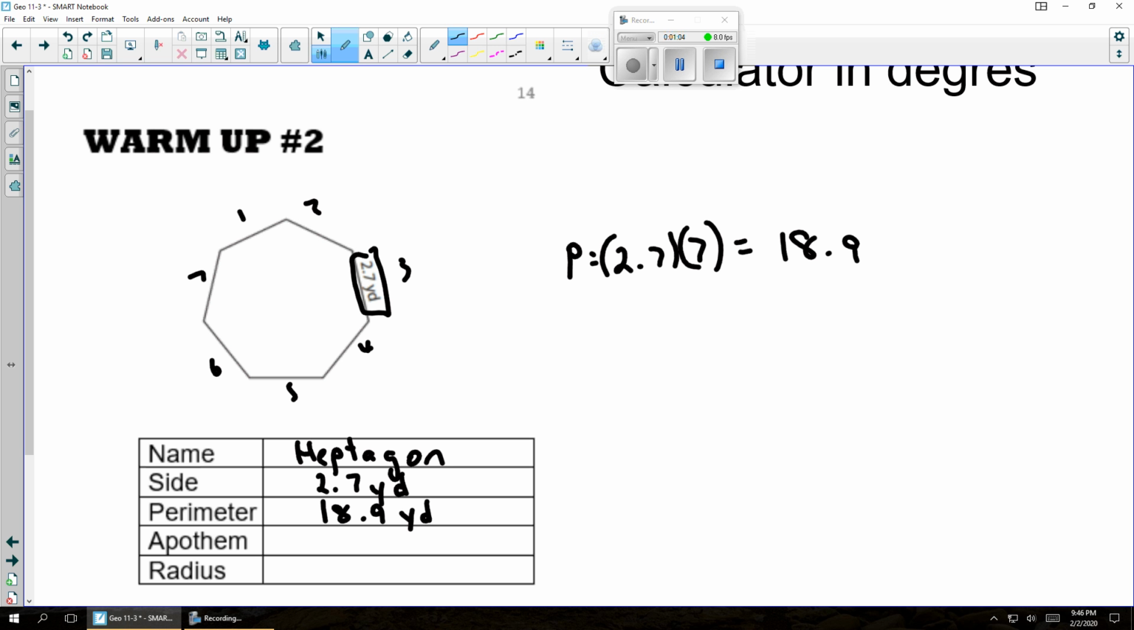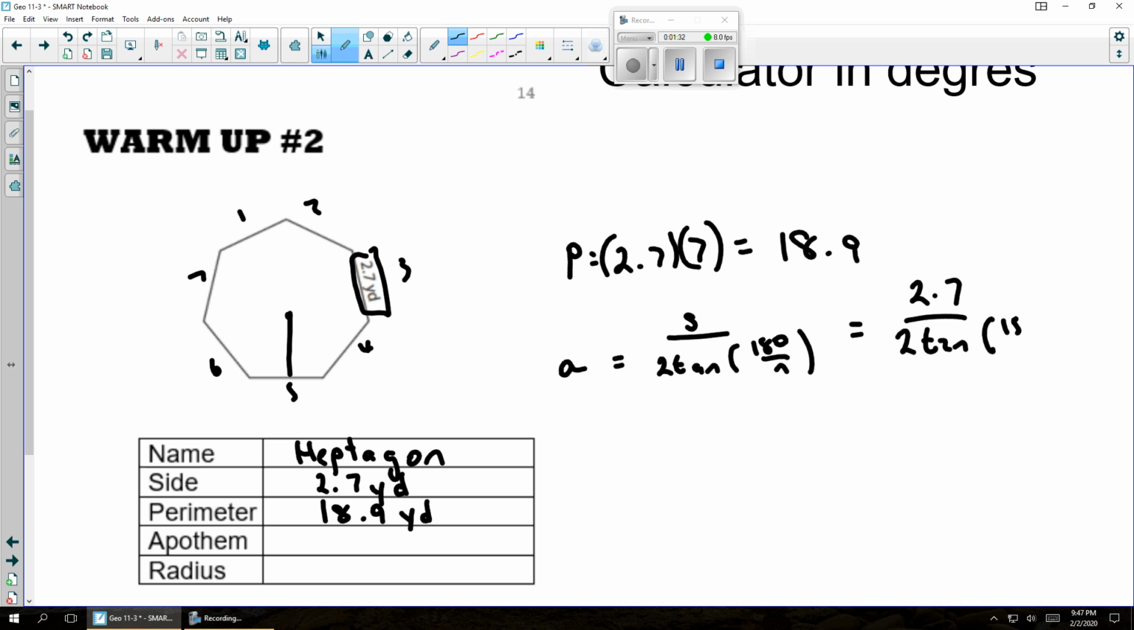Now, to find the apothem, again, is that distance right there. And so you can remember to find the apothem, you see it actually on the formula page to the right, page 15. The apothem is a side over 2 times the tangent of 180 over n. Well, for this problem, that's 2.7 over 2 times the tangent of 180 over 7.